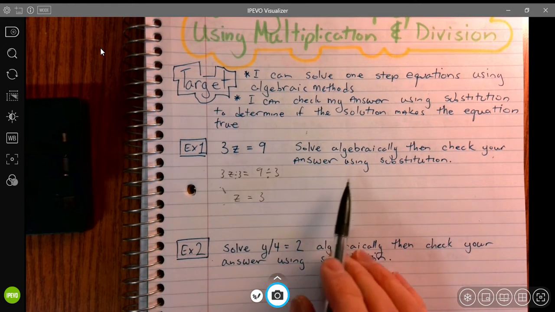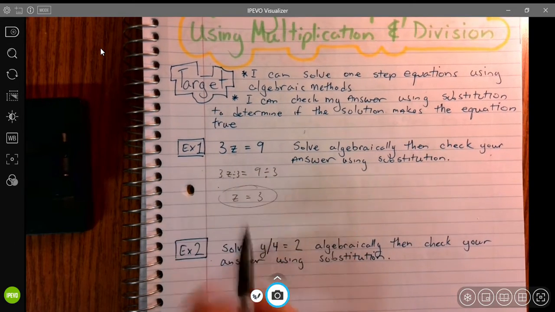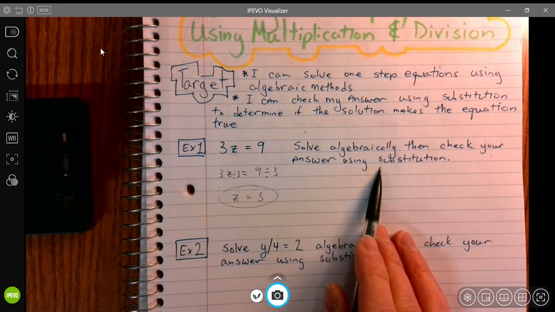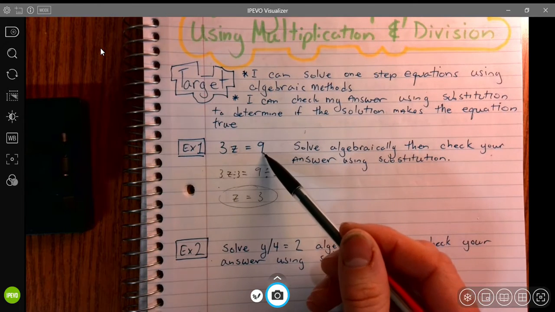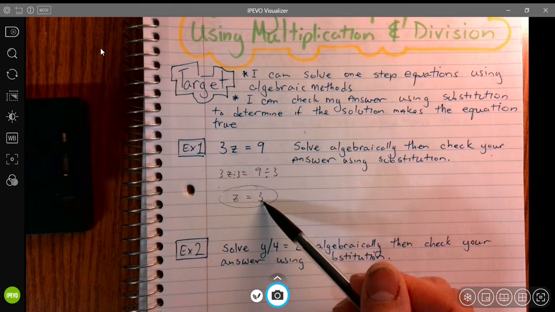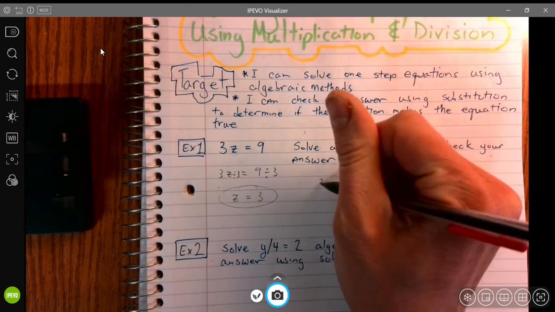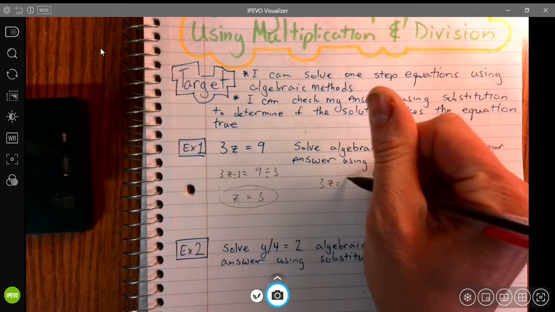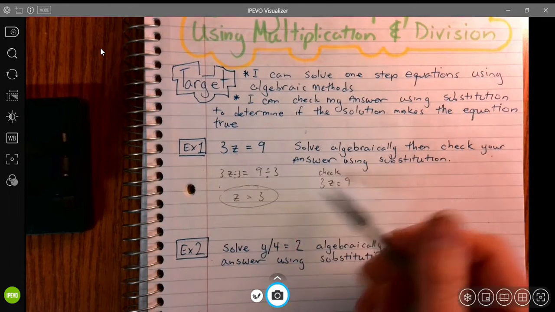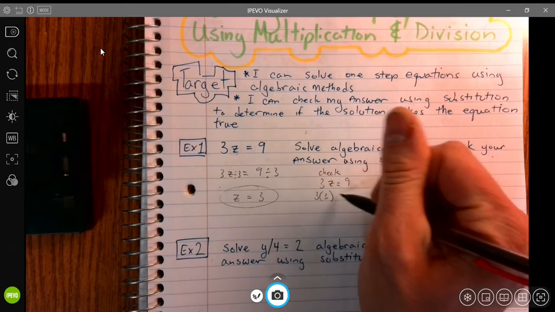Okay, so we solved algebraically and got the result of z equals 3, and now we are going to check our answer using substitution. So what I'm going to do is go back to my original equation, and everywhere I see a z, I'm going to put a 3 because z is equal to 3. So again, I'm going to write this down. It's just 3z equals 9, and I'm going to write up here, this is our check. Right? Everywhere I see a z, I'm going to enter a 3. So that's 3 times 3 equals 9.